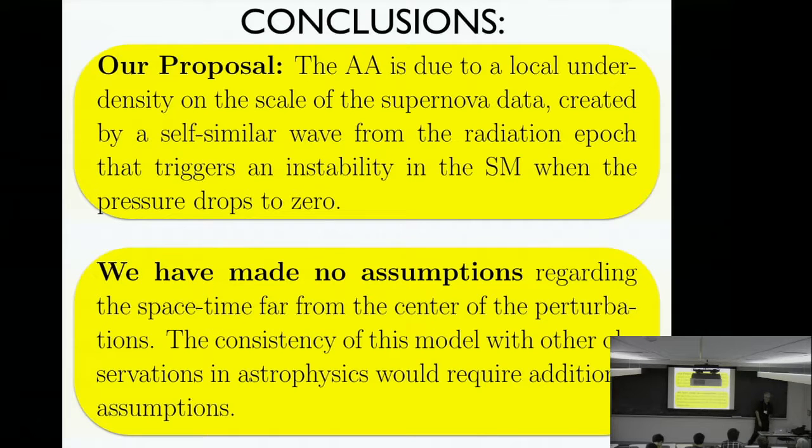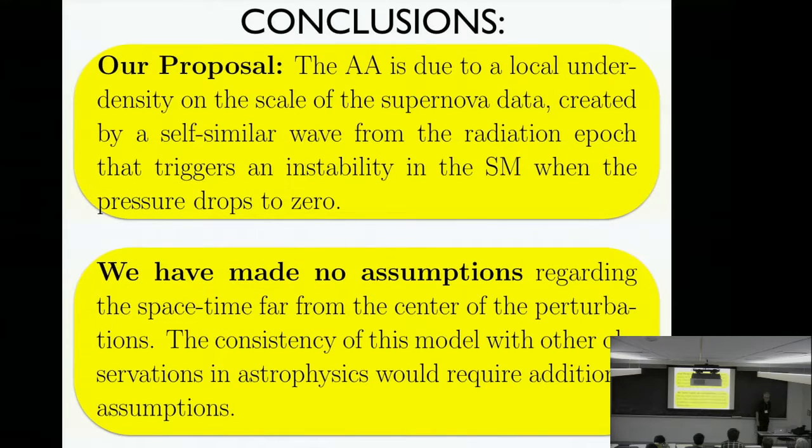Anyway, the anomalous acceleration is due to a local underdensity on the scale of the supernova data created by a self-similar wave from the radiation epoch that triggers an instability in the standard model, and the pressure drops to zero. We've made no assumptions regarding the space-time far from the center of the perturbation. We don't feel obligated to solve all of the problems of cosmology in one grand solution involving this instability. We're focusing on this, and we believe that is valid, and to require the standard that all of cosmology must be explained is a standard nobody has made, okay?